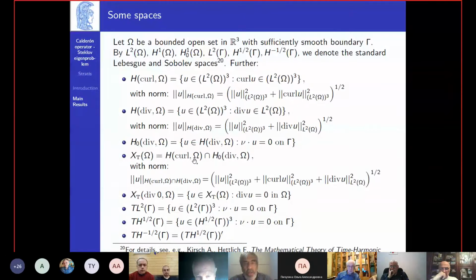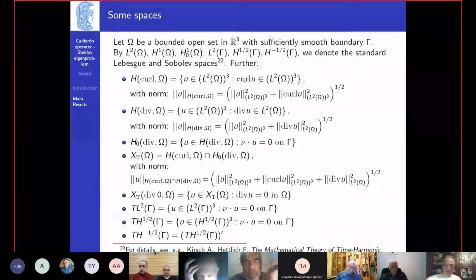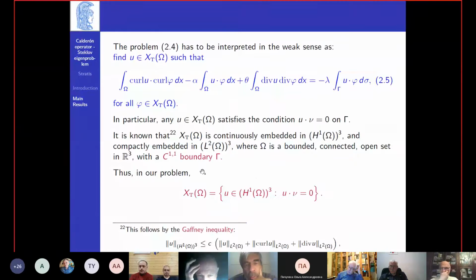This is the space of the fields that are in L2, such that their curl is in L2, their divergence is in L2, and moreover, they have this boundary condition. So this is one of the standard energy spaces. There are many energy spaces considered in the mathematical theory of electromagnetics. One of the most standard is this one. As I mentioned, under the assumption that we have a C11 boundary, this same space takes this form, so it is much nicer, let's say.